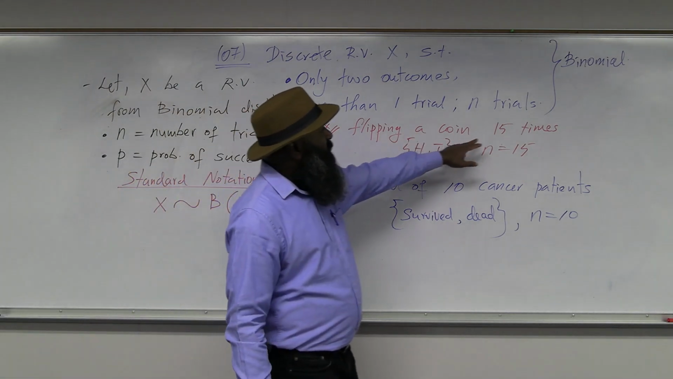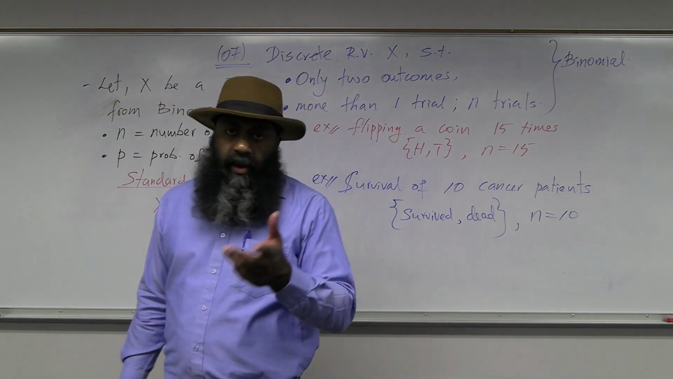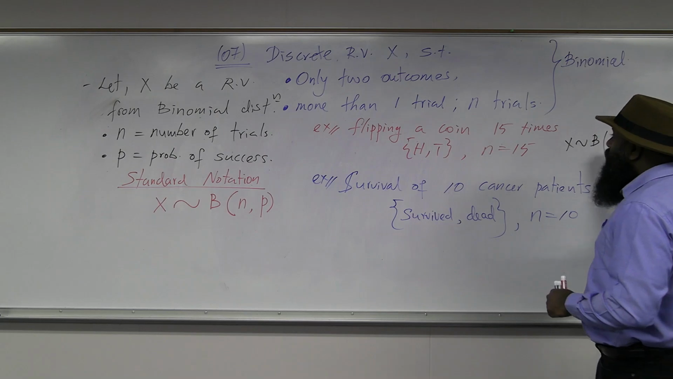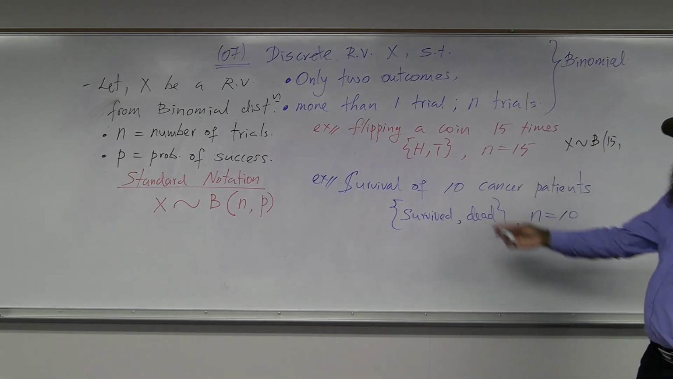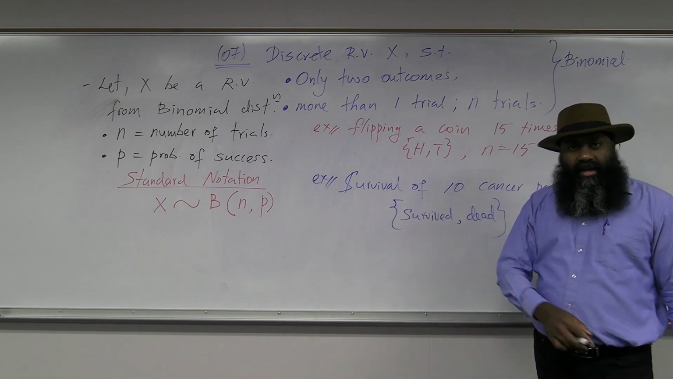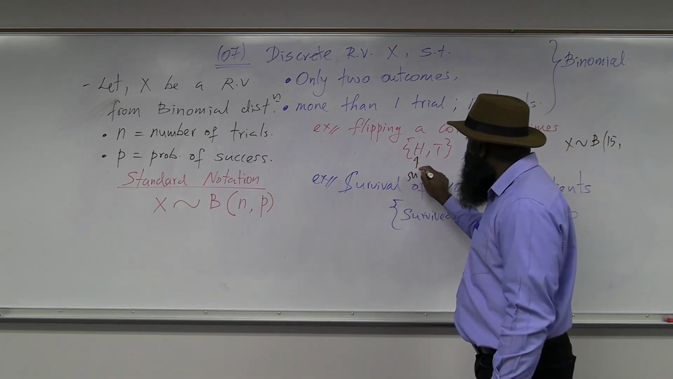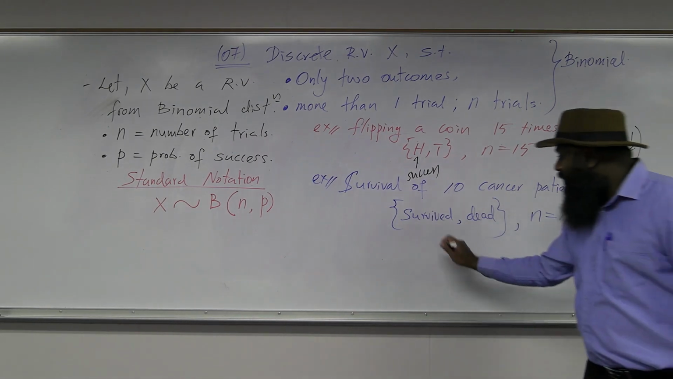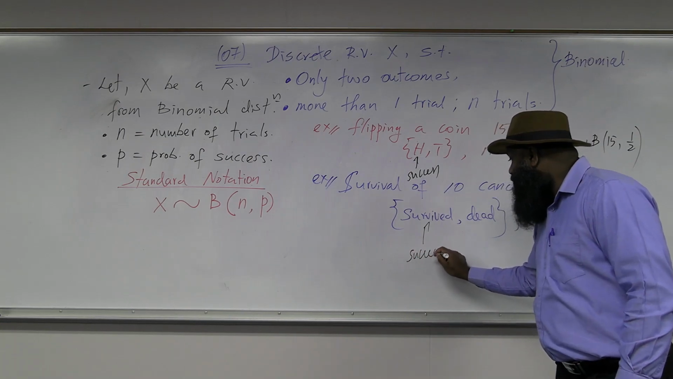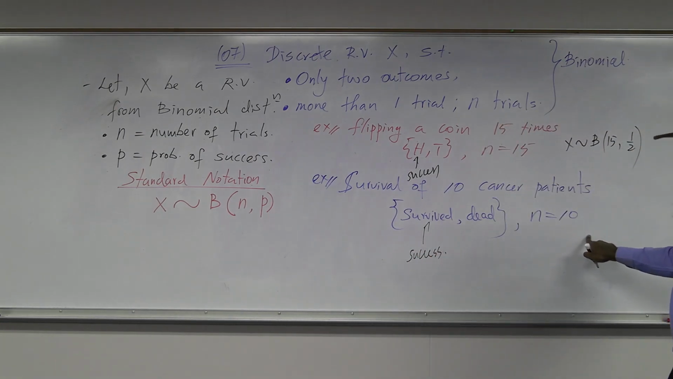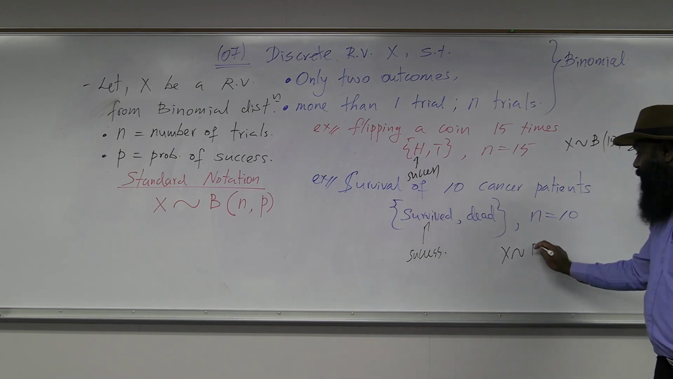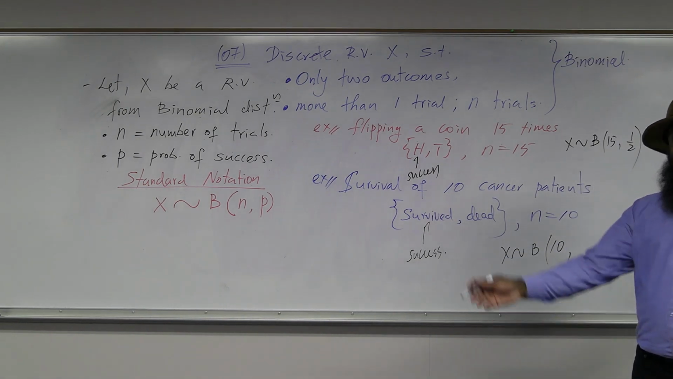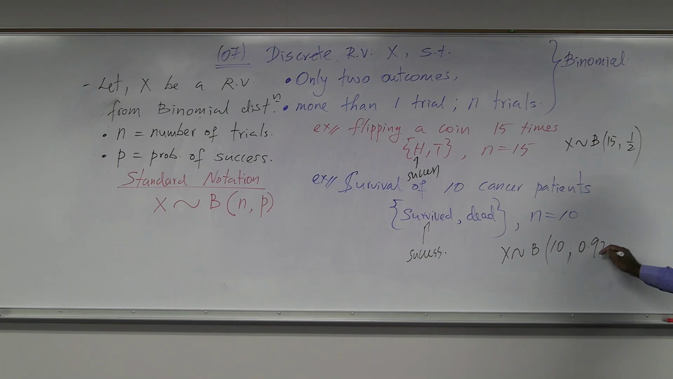For example, flipping a coin 15 times. If it is an unbiased coin, I can write that x is B(15, 1/2). Unbiased coin will have probability of success as 1/2. So if I define H as the success, probability of success will be 1/2. For this example, if I define survival as the probability of success, n equals 10, in that case x is distributed binomial, n is 10, therefore B(10, p), p being the probability of survival. If it is 92%, you can write 0.92.